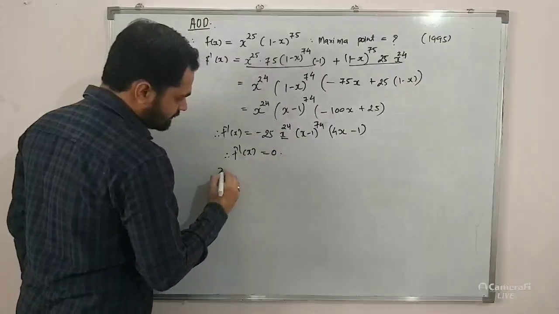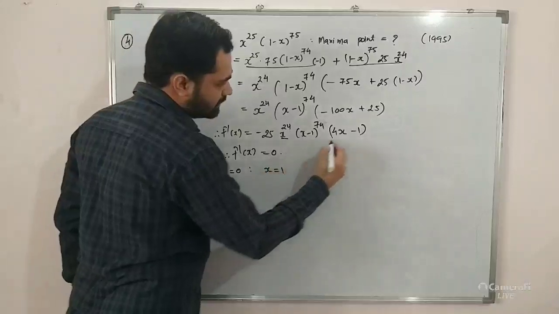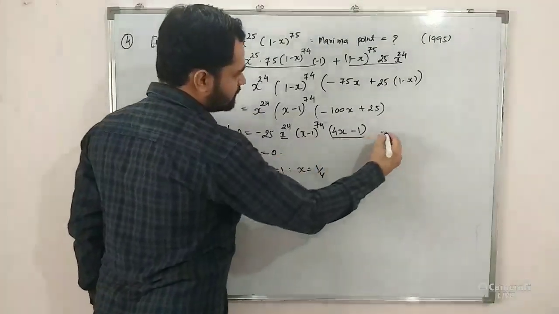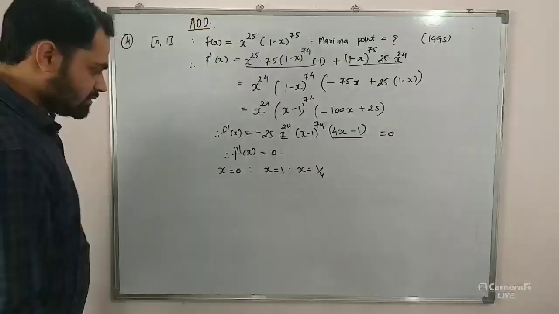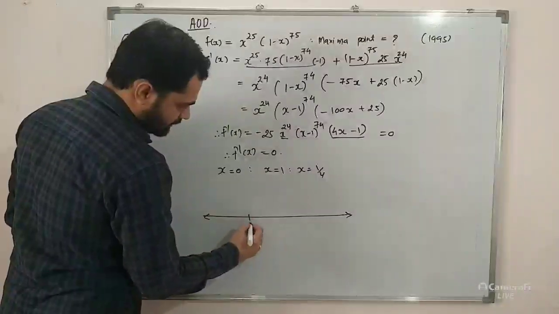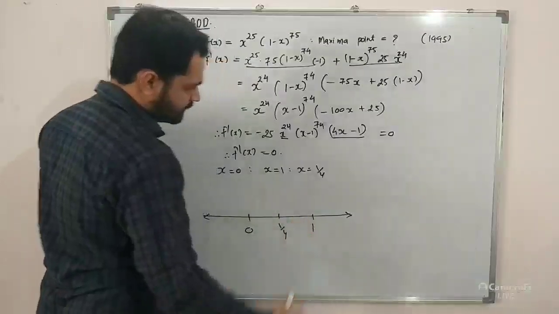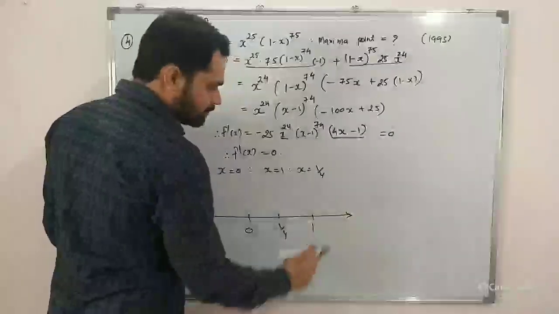So the value of x is 0, the value of x from this bracket is 1, and the value of x from this bracket is x equals 1 by 4, because comparing with 0 we will get here 4 critical points. So now simply we are going per line. So here it is 0, it is 1 by 4, and it is 1, right?